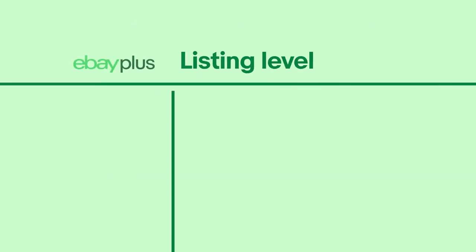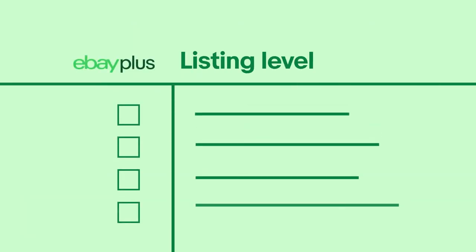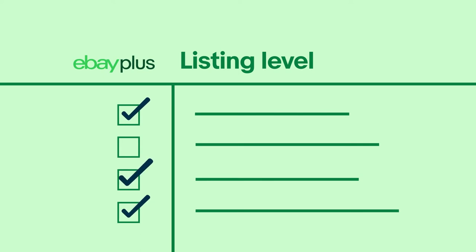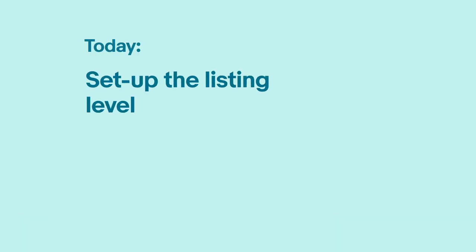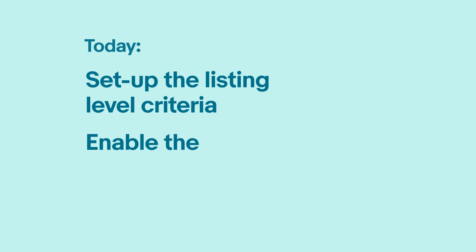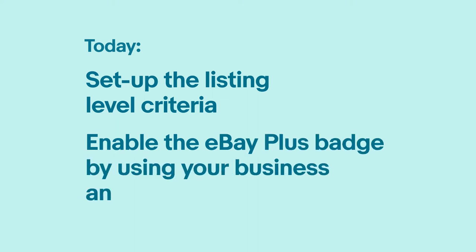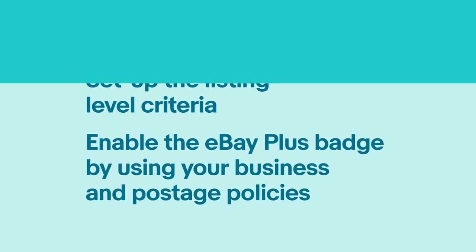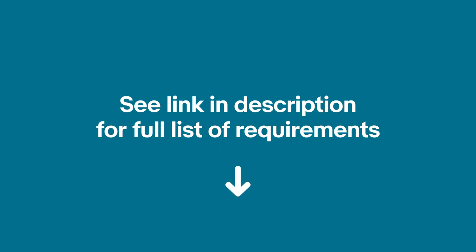Remember, the eBay Plus badge is applied at the listing level, so you can choose which listings you want to enable based on what makes sense for your business. Today, we're going to walk through how to set up the listing level criteria and enable the eBay Plus badge by using your business and postage policies. There are other seller and performance criteria you'll need to meet. You can see the full list of requirements in the link in the description.